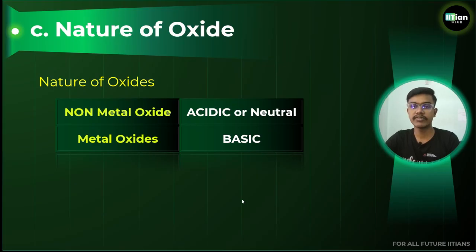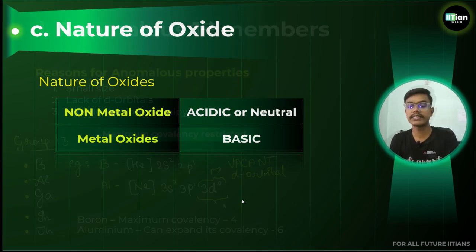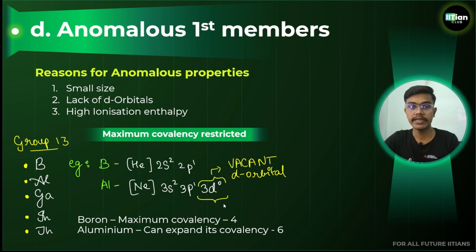Next, we have the nature of oxides. The non-metallic oxides are acidic or neutral, and metallic oxides are basic. Moving on, we have anomalous behavior of first members in the group. The reasons for the anomalous behavior are small size, lack of d orbitals, and high ionization enthalpy. What are these behaviors? We'll see.